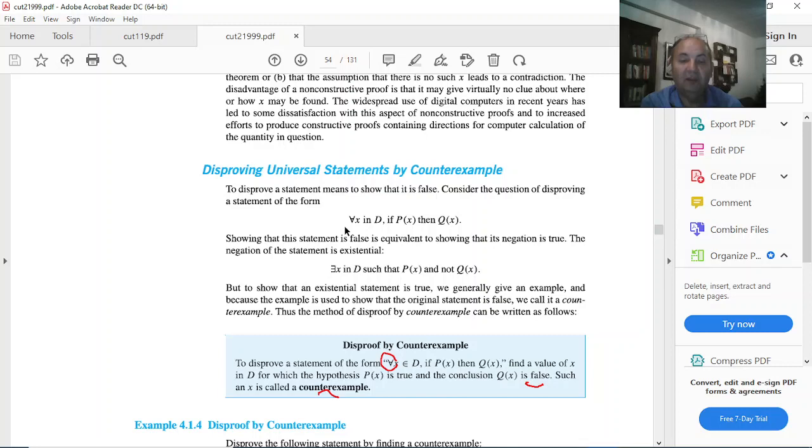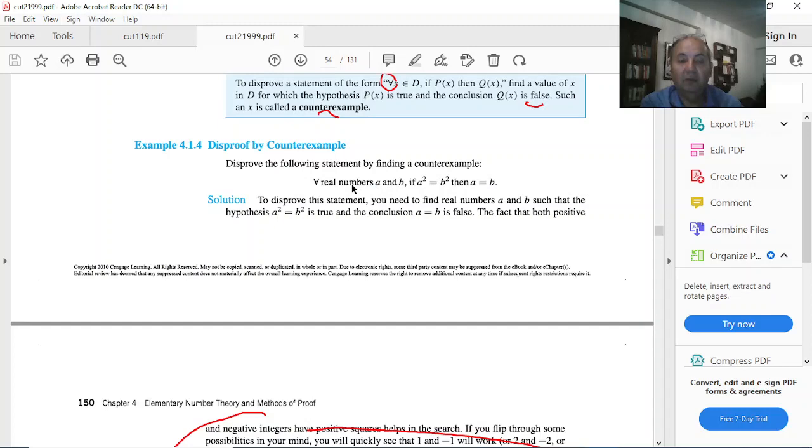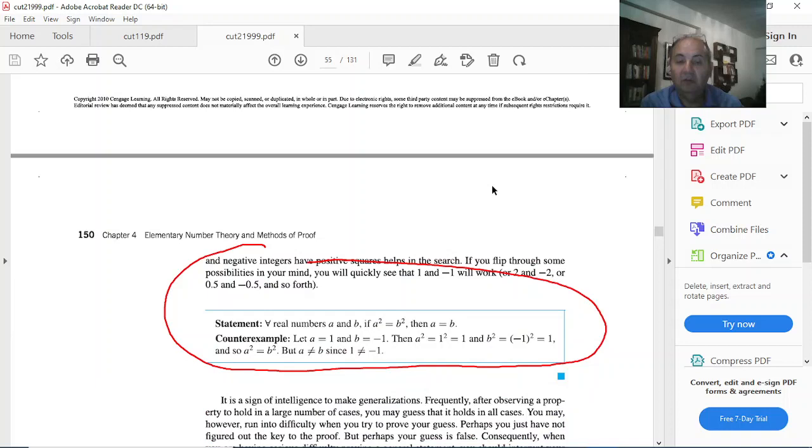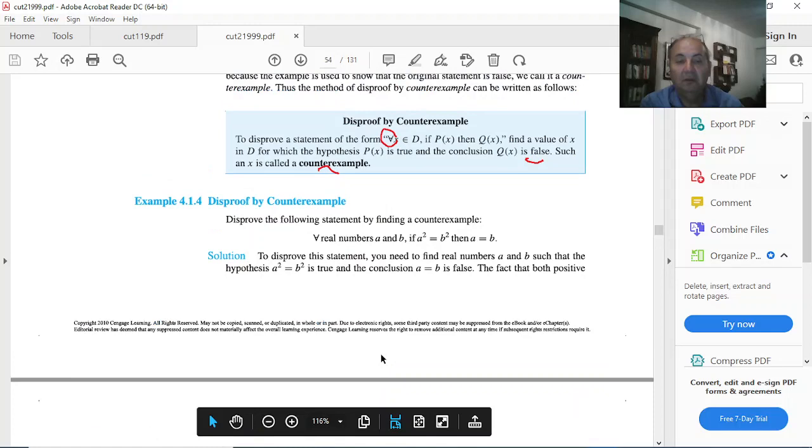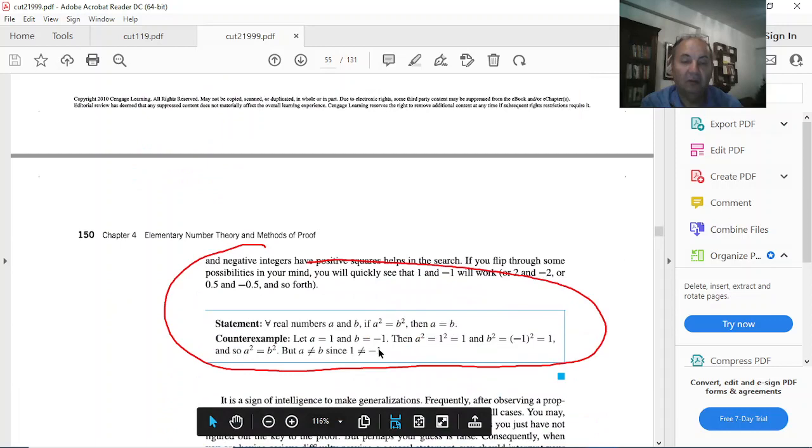For example, this one: for all real numbers a and b, if a squared equals b squared, then a is equal to b. But we know that for negative numbers, this is not true. So only one counterexample is enough to say this cannot be proven. This is a wrong and false statement.